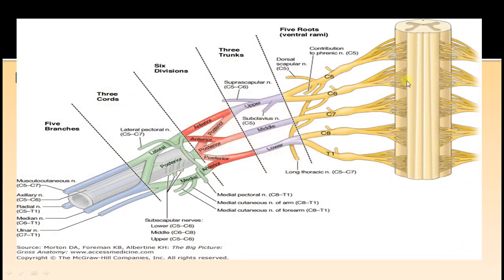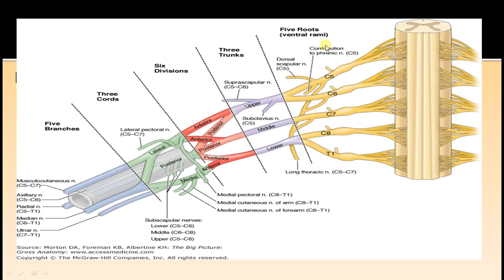Okay, so here you are able to see the roots C5, C6, C7, C8 and T1. From the C5, the dorsal scapular nerve arises. Naturally, since it is from the C5, the root value of this nerve is C5. It is going to supply your rhomboids major and minor, which is why it is called the nerve to rhomboids. Then C5 from the root stage also gives a small contribution to the phrenic nerve, which is going to supply the diaphragm.